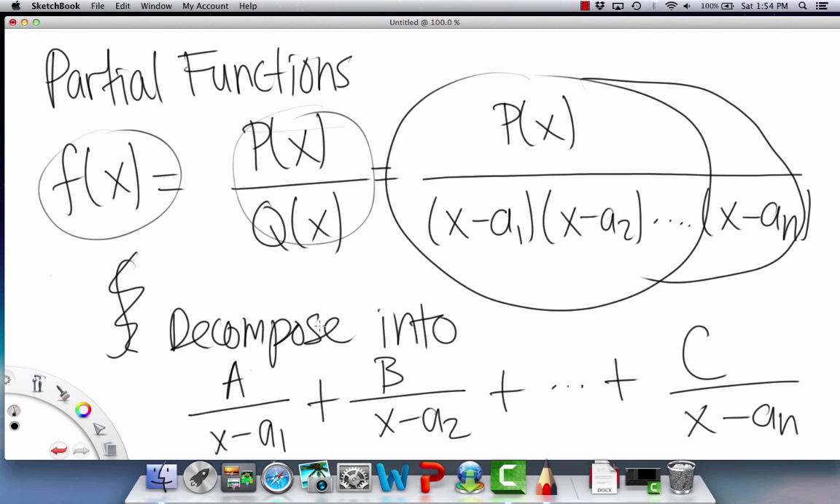So the whole point behind decomposing is that in these forms, as fractions added together, the whole partial functions, so partial referring to fraction, it makes it easier to integrate. And oftentimes you'll see that the thing on the bottom is going to turn into ln once we integrate.